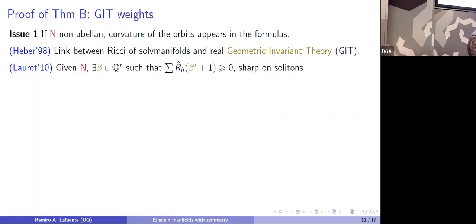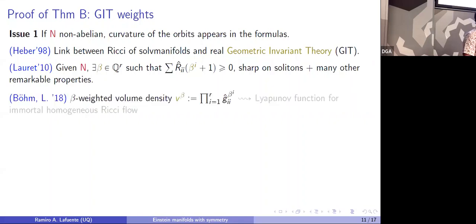I mean, unfortunately, I don't want to give too many details. There are many other remarkable properties satisfied by this mysterious set of weights. But the fact is that with Christoph in previous work, we constructed a Lyapunov function for immortal homogeneous Ricci flow by looking at the volume density, which is the square root of the determinant of the matrix representing the metric in coordinates. But instead of taking the determinant, we take a weighted determinant.